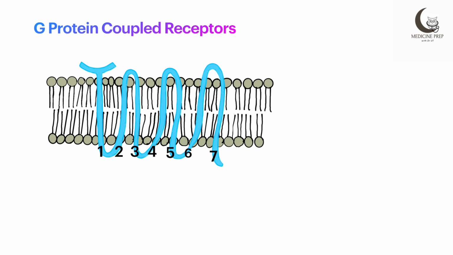G protein coupled receptors are receptors that span the cell membrane 7 times. Think of it in terms of a spring with 7 coils. The front end, that is the amino terminus, is outside the cell, and the back end, your carboxyl terminus, is inside the cell. The extracellular portion binds to the ligand, and the intracellular portion activates the G protein.